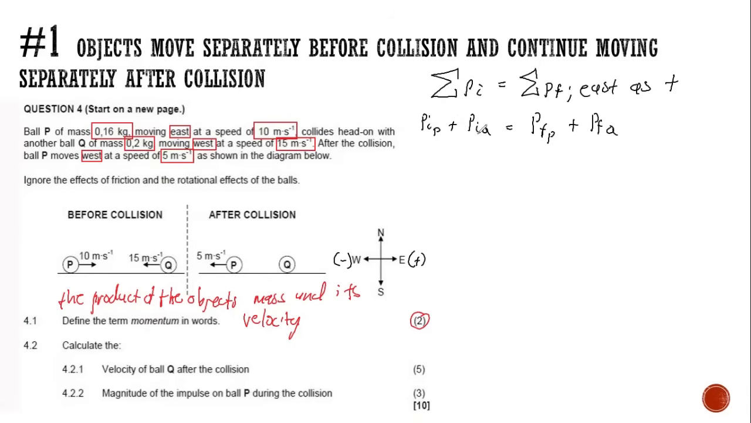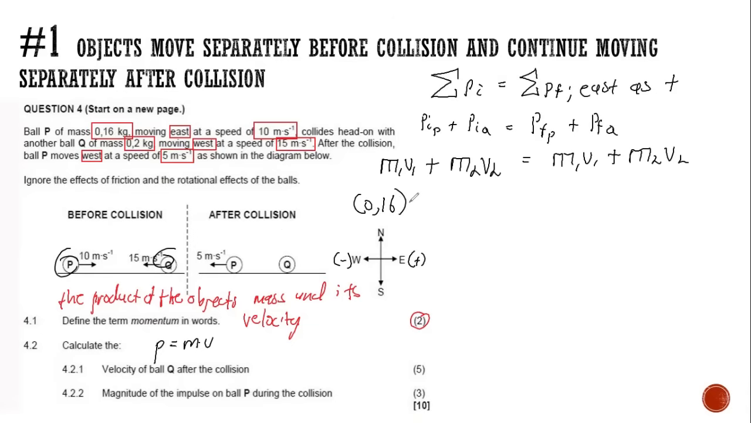Now, we have seen the formula for momentum: p is equal to m times v. This is exactly what we're going to do here. We break this down to m1 v1 plus m2 v2, where m1 v1 is for P and m2 v2 is for Q, equal to m1 v1 plus m2 v2 after the collision. Why are we doing this? It's because these objects are separate. Our mass we simply take from the statement. Mass 1 is 0.16 kg, and it is moving east, meaning this is the positive direction.